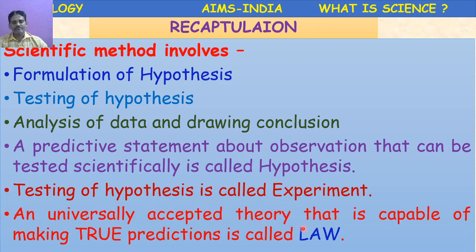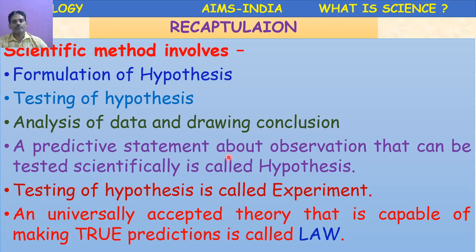A universally accepted theory that is capable of making true predictions is called a law. Law is universal, which is accepted by everybody, which is proved. Okay? Scientific method involves formulation of hypothesis, testing of hypothesis, analysis of data, and drawing conclusion. We studied that in analysis of data by using graphs or pie charts. Like that, data can be analyzed.